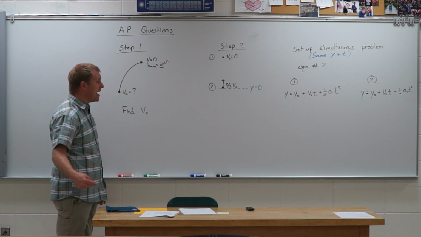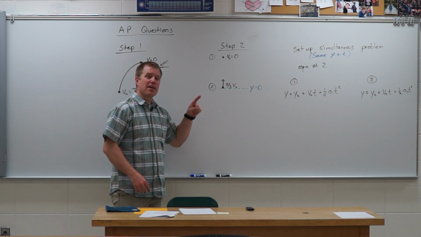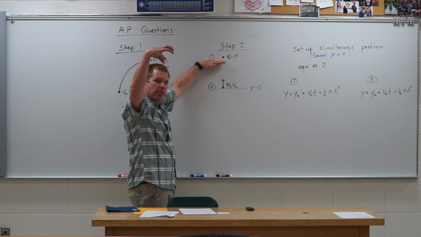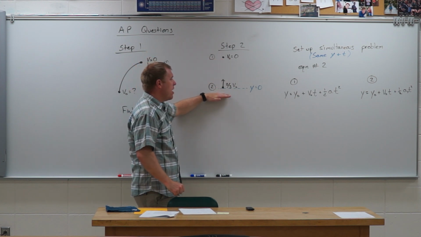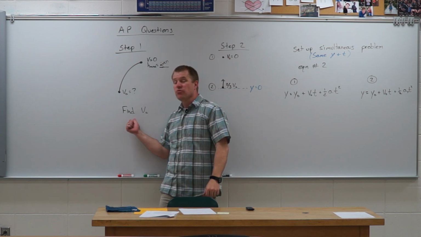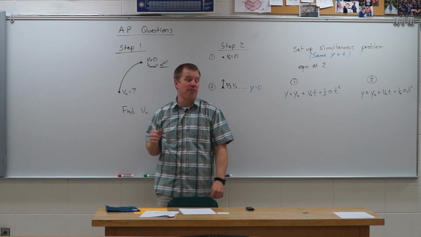Now on to the second step. The second step is you have to set up a simultaneous problem. So you have one object that's at the maximum height about to fall back down, and the other object is leaving the ground with 2/3 the initial velocity, 2/3 the value you just found.